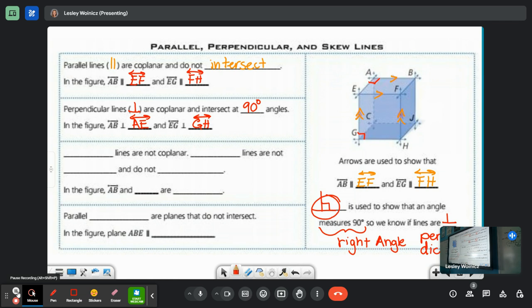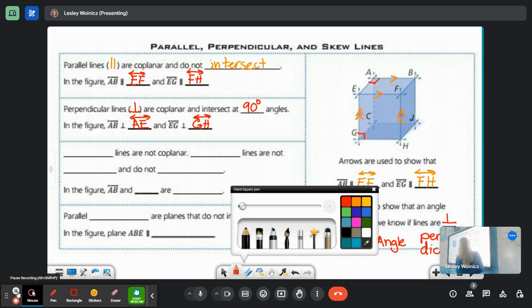So parallel and perpendicular lie in the same plane. Skew requires a third dimension. Okay, congratulations, you just made it to 3D. How do you feel? Okay, so skew needs a third dimension.